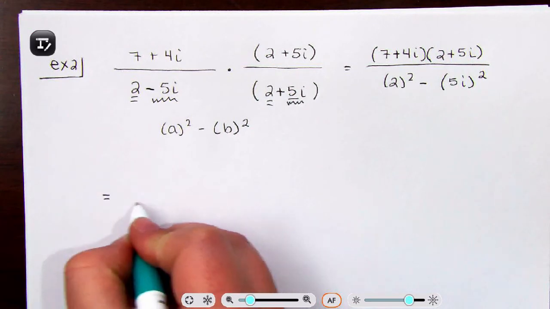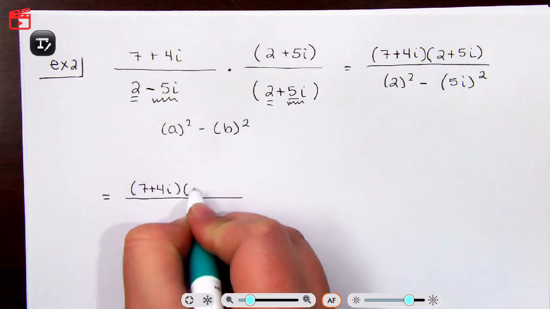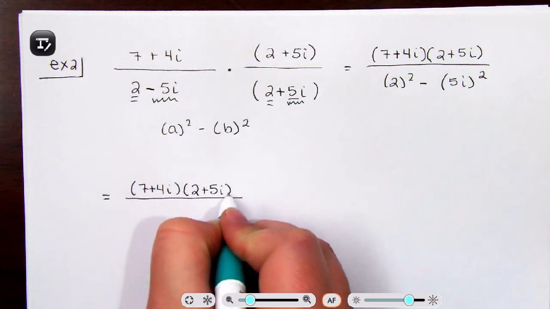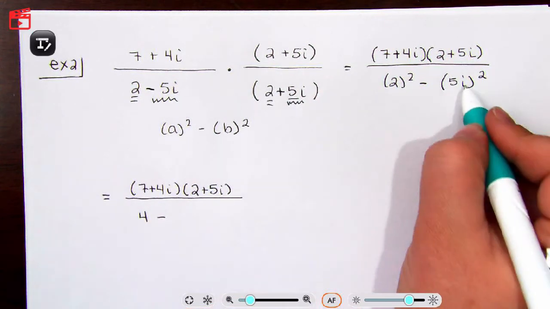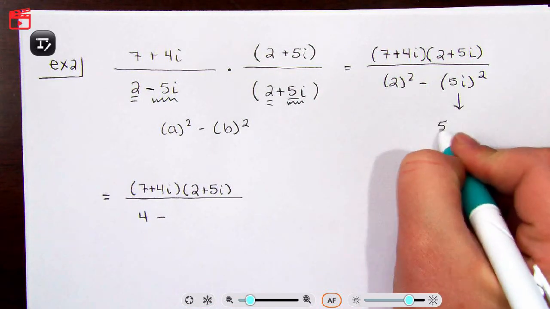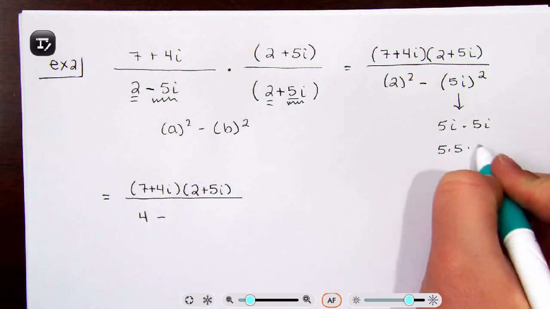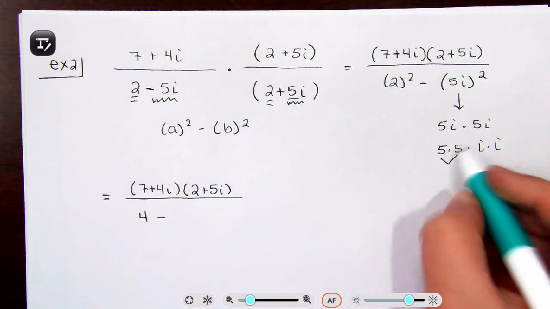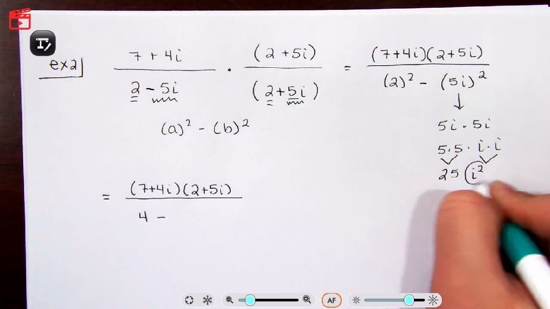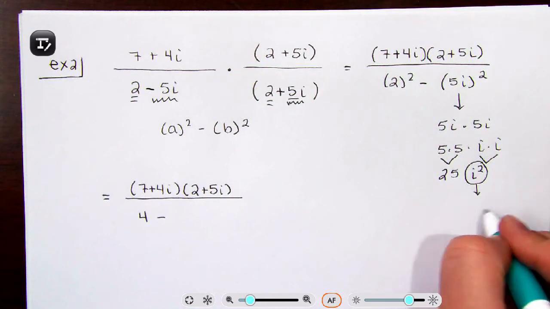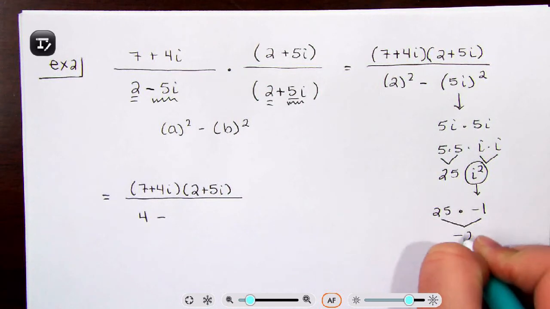So in our denominator, we're going to keep it factored out, not multiplied, just for a little bit longer. 2 squared is 4, minus, now this right here, this is 5i times 5i. That means you have 5 times 5, and you have i times i. Well, we know what 5 times 5 is. That's 25. We also know that i times i is i squared. But wait, there's more. i squared is negative 1. This is all multiplication, so that means this is a negative 25.